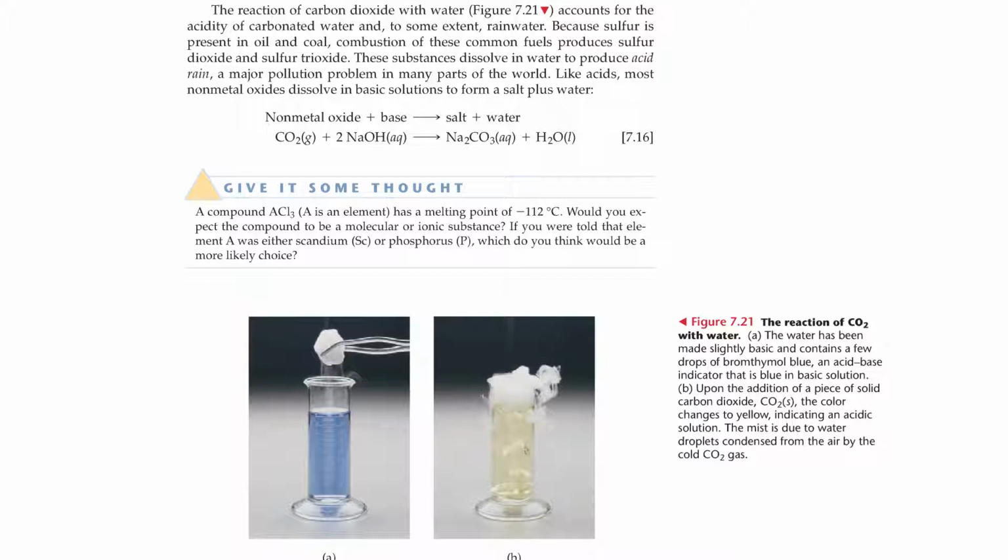Figure 7.21, the reaction of carbon dioxide with water. The water has been made slightly basic and contains a few drops of bromothymol blue, an acid-base indicator that's blue in basic solution. Upon the addition of a piece of solid carbon dioxide, CO2, the color changes to yellow, indicating an acidic solution. The mist is due to the water droplets condensed from the air by the solid carbon dioxide gas.